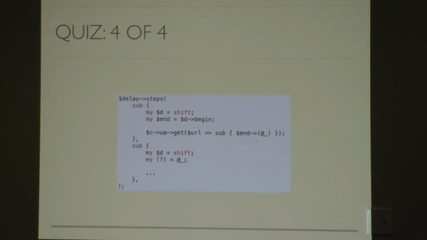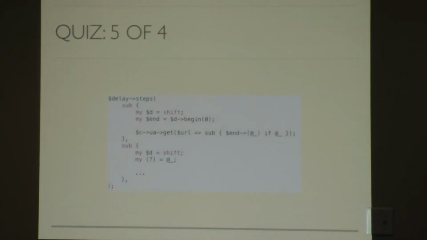All right, 4.4. Will the second step ever be called? And if so, what will it receive? Just the transaction that will be called. That's right. It will be called. Yep. Very good. And because I can't count, what about this one? Will the second step ever be called?